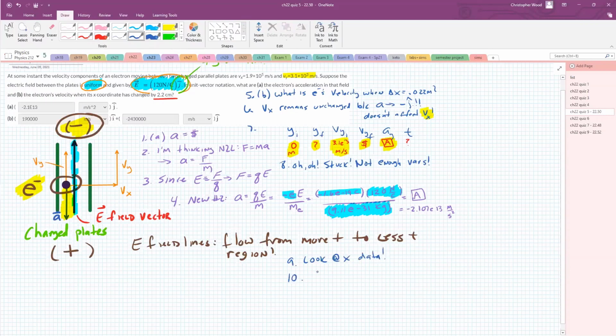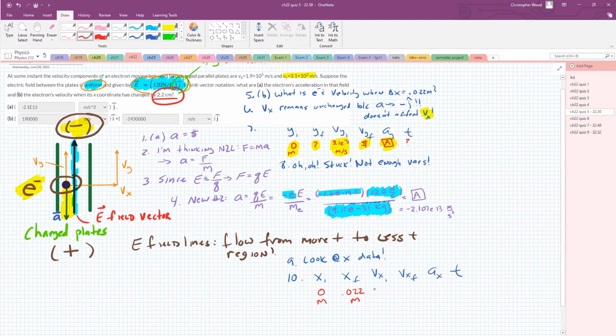So same thing, same sort of cookie cutter approach. X initial, X final, Vx initial, Vx final, A sub X, and T. So it's the same setup. My particle is starting at what I call 0 meters. It ends up at 0.022 meters later, because they're asking what happens when my electron has moved by 2.2 centimeters in the X direction.